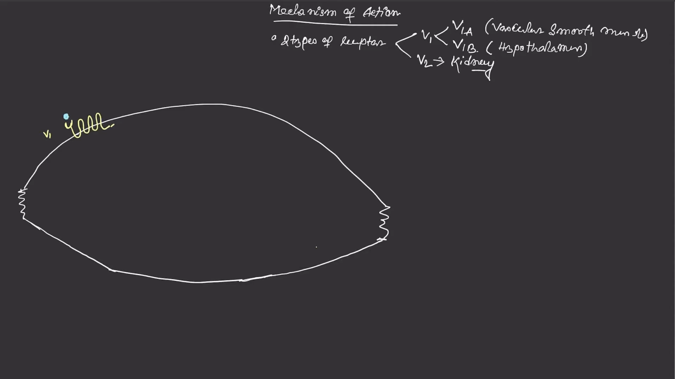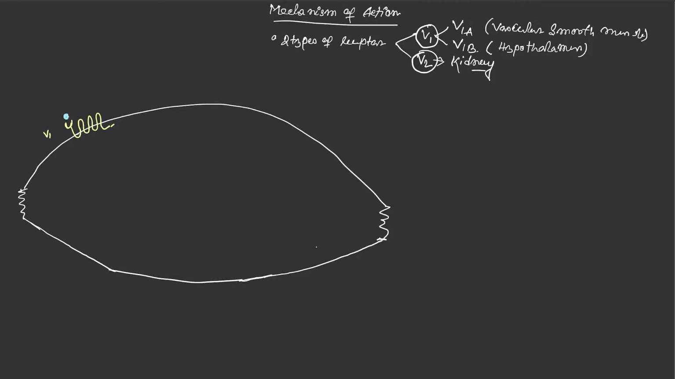ADH or vasopressin has two types of receptor, the V1 and V2. V2 receptors are located at the kidney and are related to the function of water reabsorption. The V1 receptor is again subclassed into two groups, V1A and V1B. V1A is located at the vascular smooth muscle, and its activation causes vascular smooth muscle contraction, whereas V1B is located at the hypothalamus and is related to the secretion of corticotropin releasing hormone.